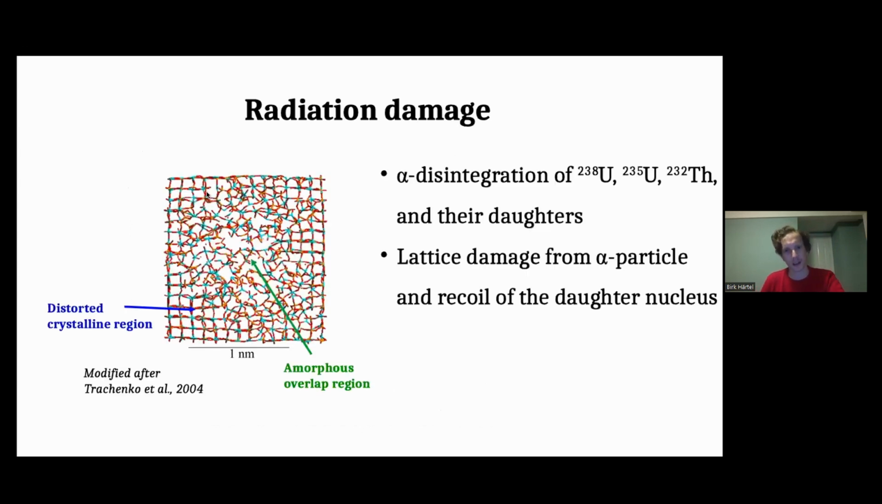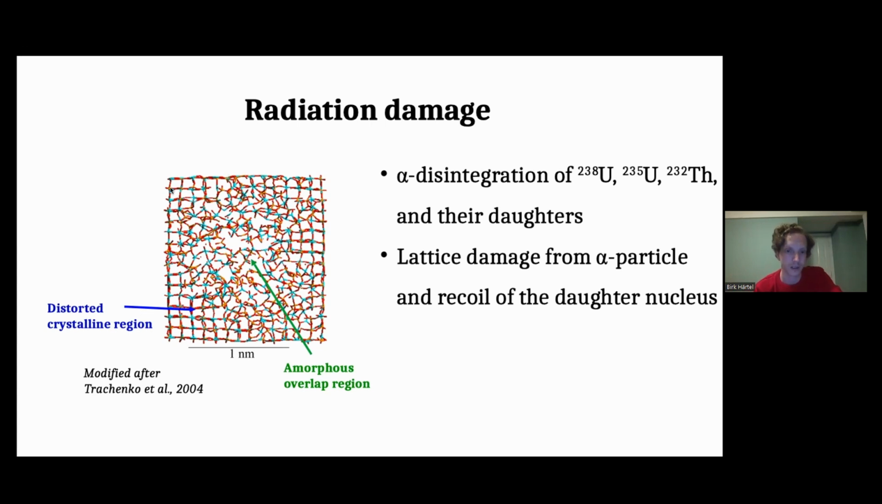So what's the idea behind Zircon Raman dating? The main phenomenon that is studied is radiation damage accumulated from the alpha disintegration of uranium and thorium nuclides, and of course their daughters during the decay. The radioactive nuclide emits an alpha particle, and the remaining heavy nucleus recoils in the opposite direction. Both of these processes lead to the breaking of bonds in the lattice. The heavy nucleus collides with the crystal lattice around it, breaks and distorts bonds, and this leads to a destruction of the crystalline structure.